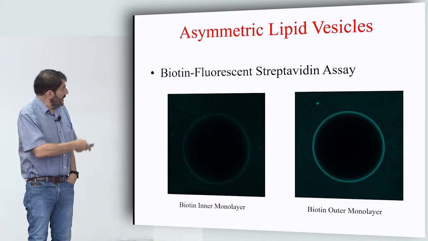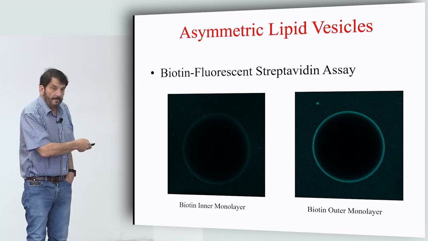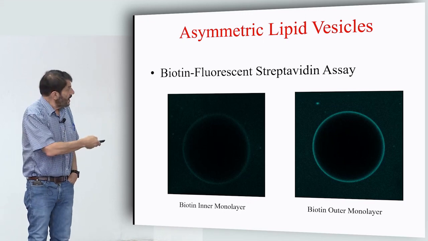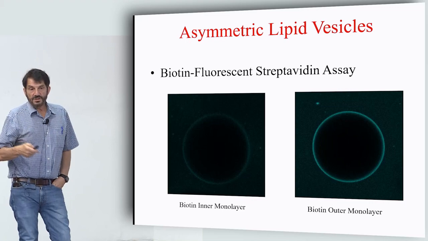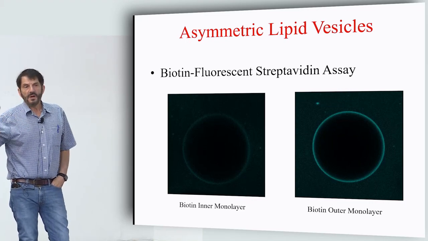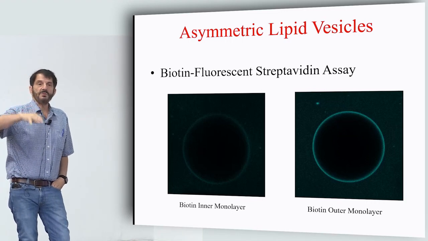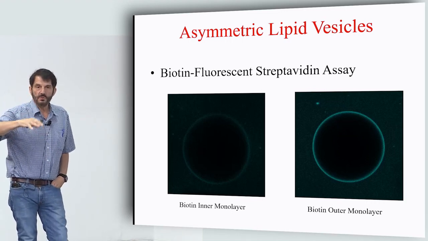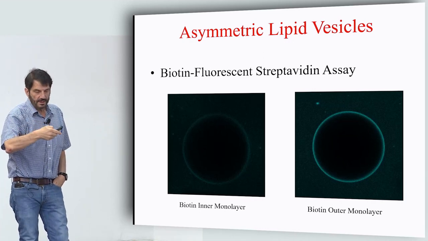And these are the results you can see here. There's very, very little dye bound when the biotin is on the inside, a little bit, but not very much. By contrast, when it's on the outside, you get a very large increase in the fluorescence. And if you do a calculation, you find the asymmetry is about 80%. It's consistent with just what diffusion would give you, because some of the inner molecules can diffuse to the outer layer.